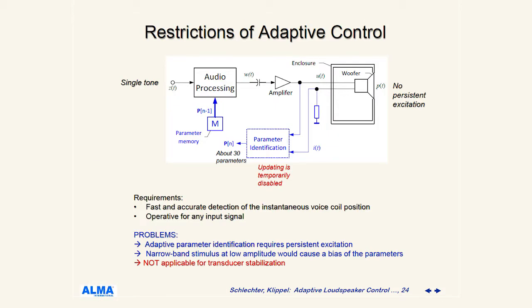But there are some restrictions on this control. As I said before, we need to know the right parameters. So we need to know what's going on in the loudspeaker, and we can only learn that from voltage and current. So if there is no current flow in the loudspeaker, we don't know anything. And at the same time, we need some persistent excitation. If you play only a single tone, we don't have persistent excitation, and we cannot identify our parameters. We don't have the information in the signals we measure.